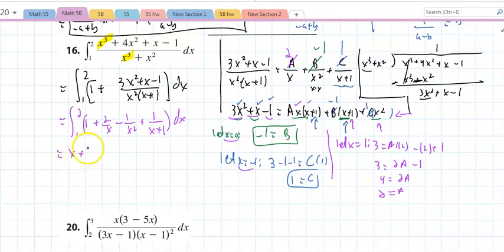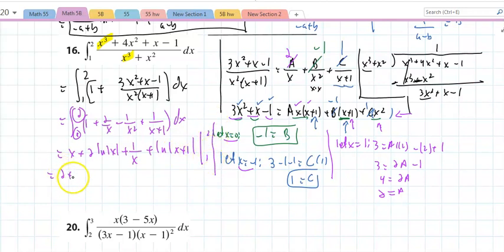That would be x plus twice natural log of x. I don't need the absolute value because x is between 1 and 2. And this will be plus 1 over x, right? That's x to the negative 2, add 1 to the power, divide by that. Evaluated from 1 to 2.